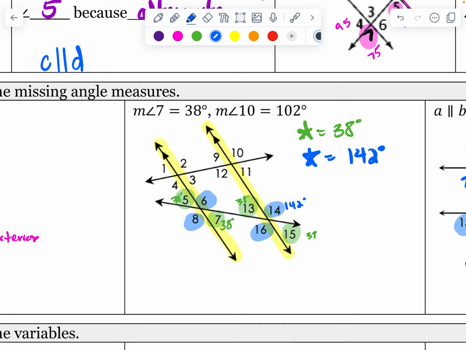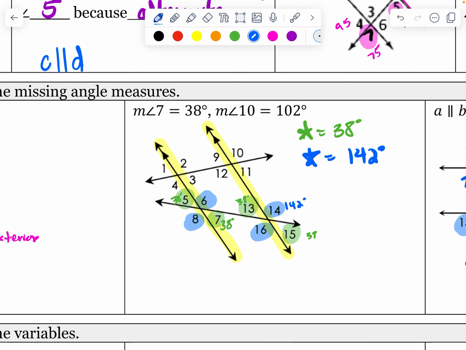Now, the reason we can't jump to the top is because it is not parallel. This top line is not parallel to the bottom line. So like 6 and 2 are not the same size. 7 and 3 are not the same size because those are not parallel lines. So we're just going to zoom in on the top half and see what we can figure out.